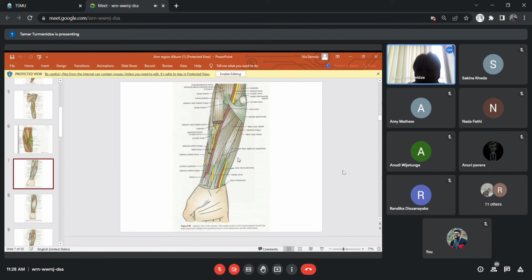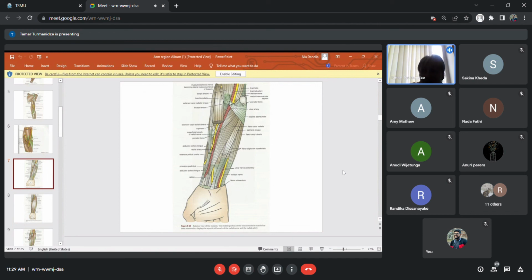On the medial side, we have ulnar sulcus, which is formed by flexor digitorum superficialis muscle laterally, and flexor carpi ulnaris muscle on the medial side. In the lower third part of the forearm region, we have median sulcus, which is formed by flexor digitorum superficialis muscle, flexor digitorum profundus muscle, and flexor carpi radialis muscle.